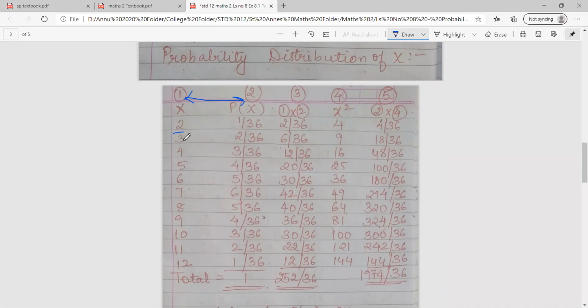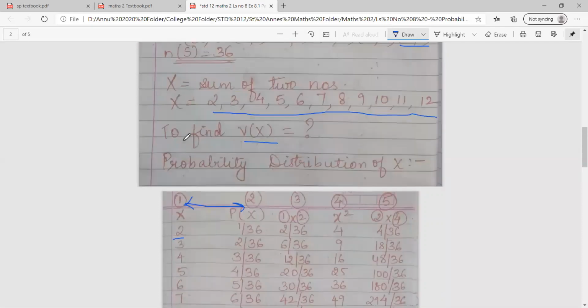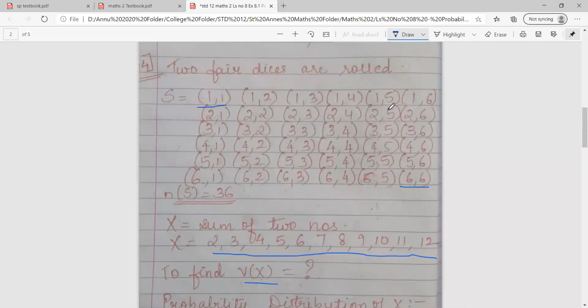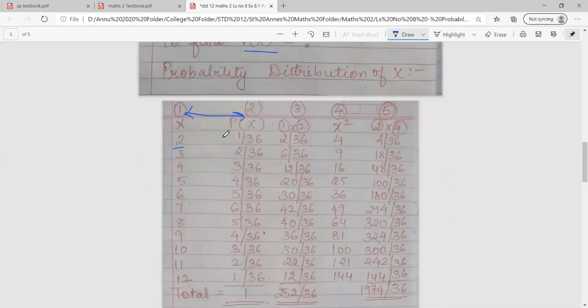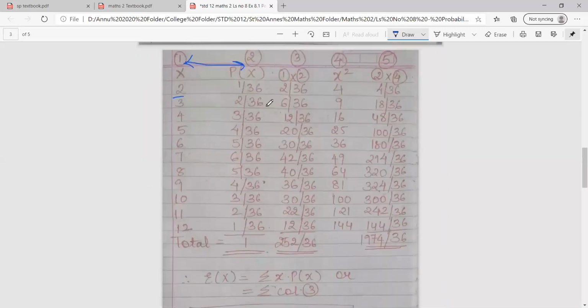What are the chances of getting 3? That you can check from here. This is the sample space wherein you can have a look. So basically the chances of getting 3 is 2, so 2 by 36. Then the chances of getting 4 is 1, 2, 3, so 3 by 36. So there's a trick over here, as you can see: 1 by 36, 2 by 36, 3 by 36, 4 by 36, 5 by 36.